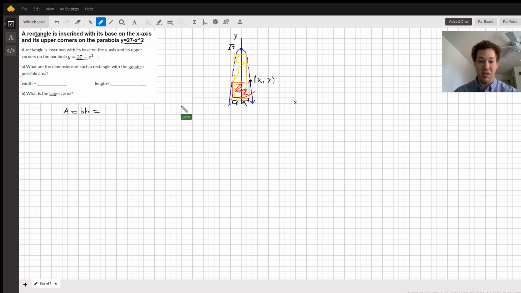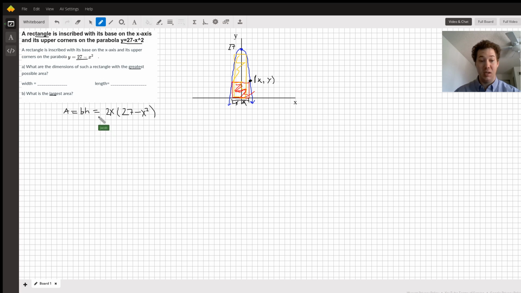Now finding the area of this rectangle, we know it's base times height. So the base we already discussed is 2x, and then the height is the parabola itself. So the base times height is 27 minus x squared. 2x times 27 minus x squared. So how do we maximize the area of this rectangle? So here we have the equation.